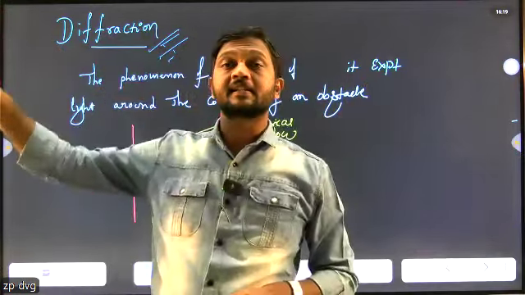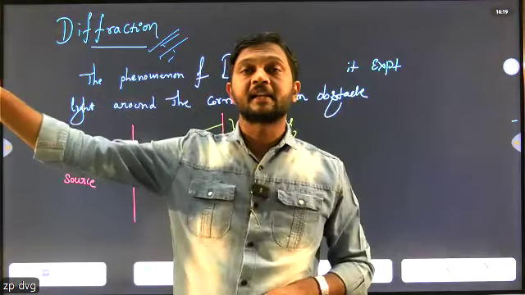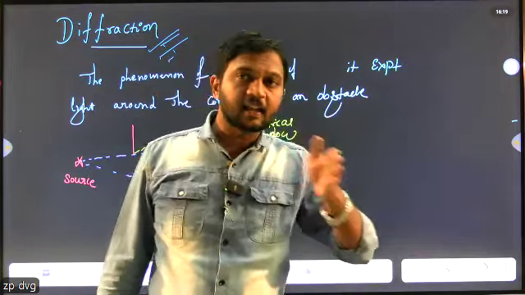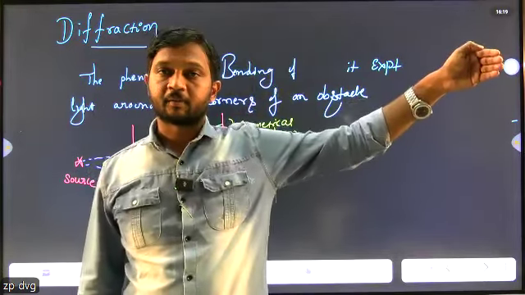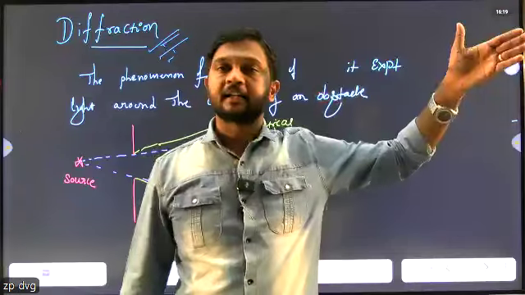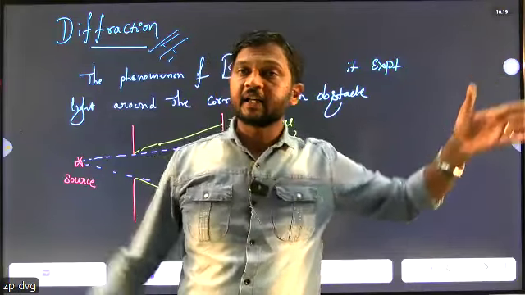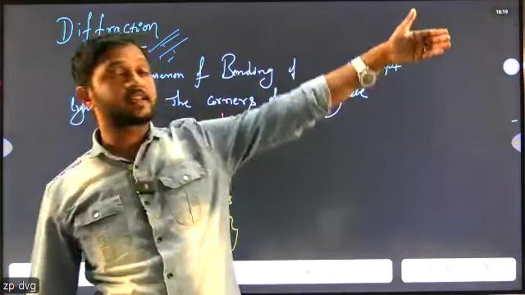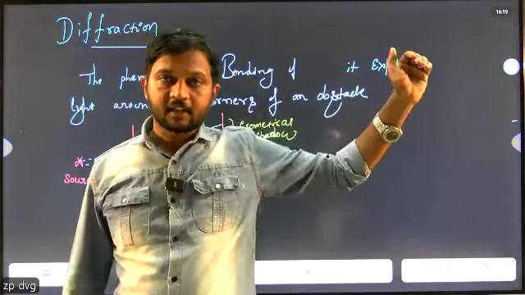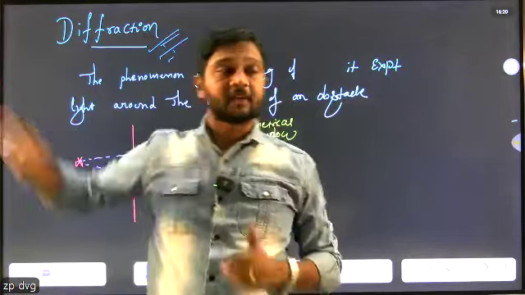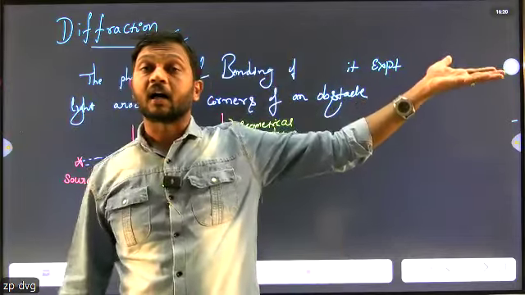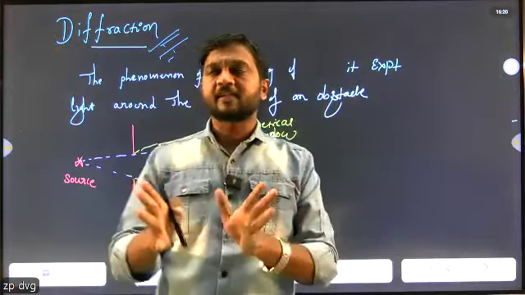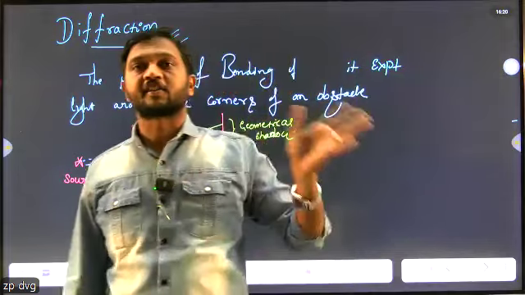Alternate bright fringes are of the same intensity. Here the intensity decreases from the center to infinity. Here the intensity of dark is 0. Here the intensity of dark is maximum. Is it clear? Here the central bright is maximum, here also the central bright is maximum, and alternate dark fringes are observed. So these are the differences between interference and diffraction.